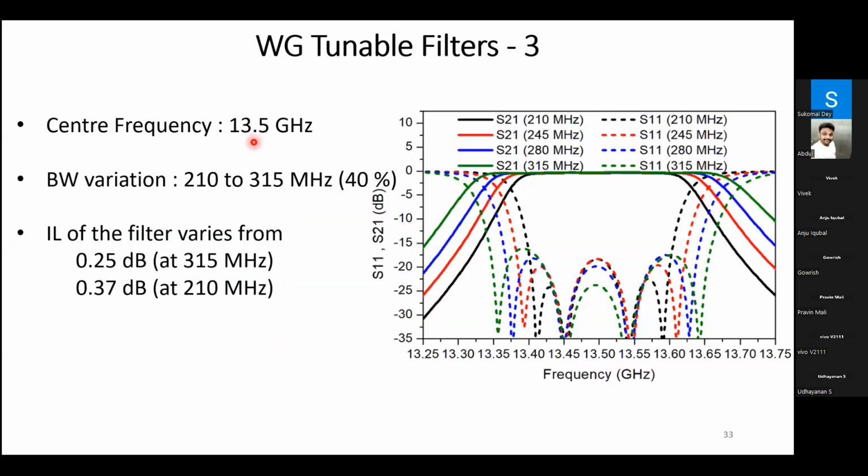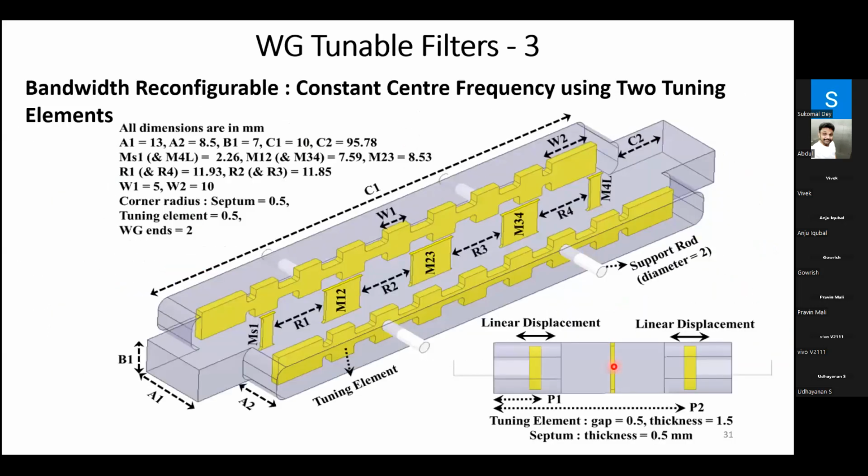One of the challenges here, I think some of you might have noticed, is that if you try to increase the bandwidth, the center frequency doesn't remain constant. The center frequency also shifts. To have control on the center frequency, we used two tuning elements, one on the left side, another on the right side. Otherwise, a single tuning element would have been sufficient.